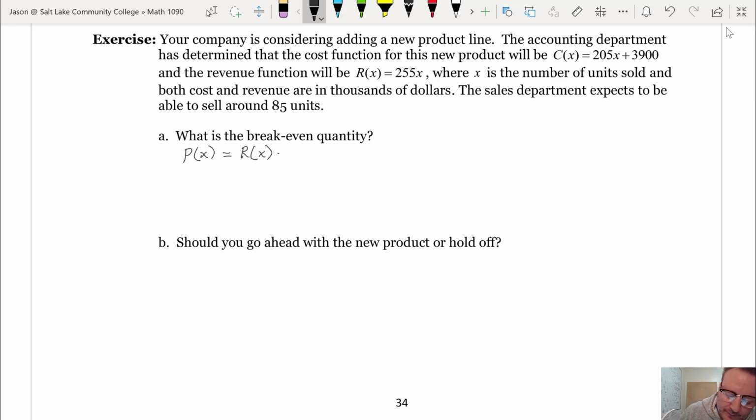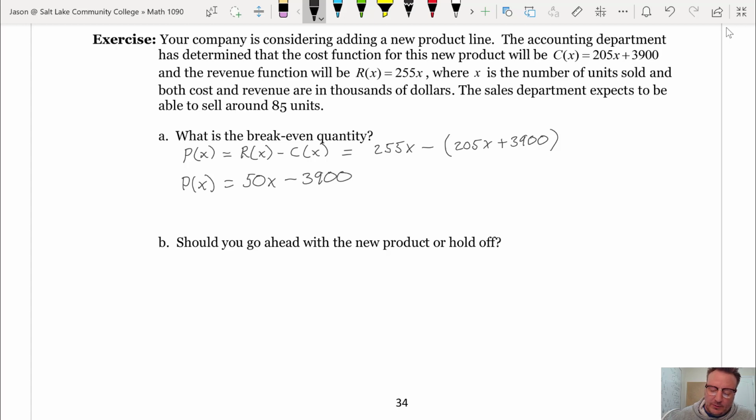So, what is this? Revenue is 255x, and we'll put parentheses around the entire cost function. This is 205x plus 3900. Okay, let's simplify that a little bit. 255x minus 205x, that's 50x. Minus 3900.